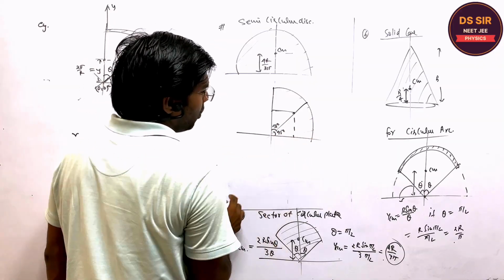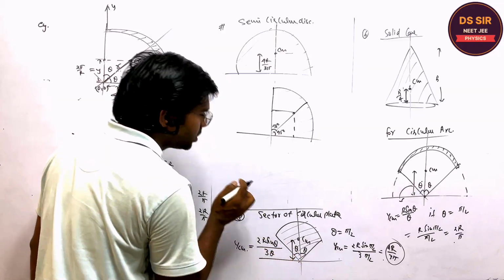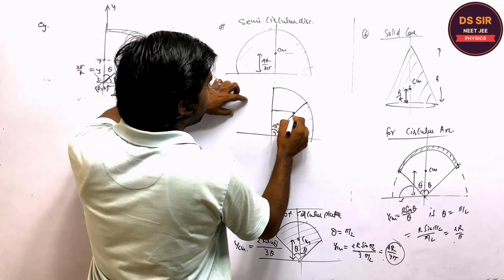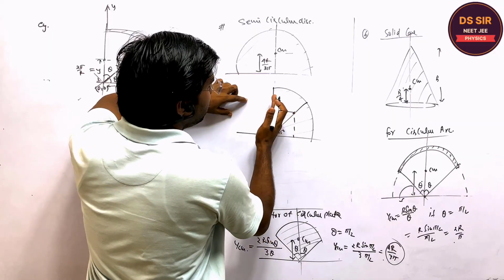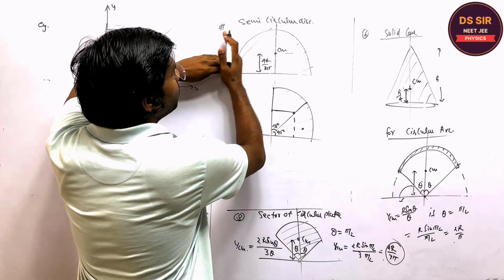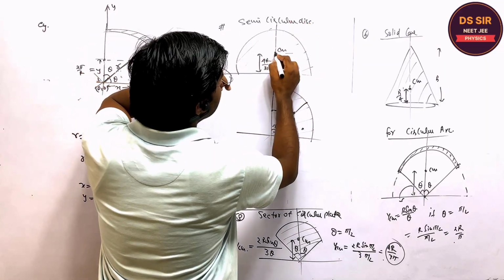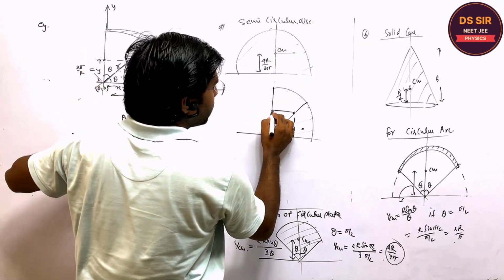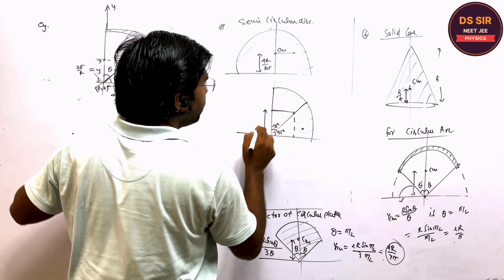This is the same, although you can use this, or by symmetry also. If this is 4r upon pi, the center of mass will be shifted to this point. If you just remove, the center of mass will shift to this point. Are you getting or not? So this distance of the center of mass remains the same.